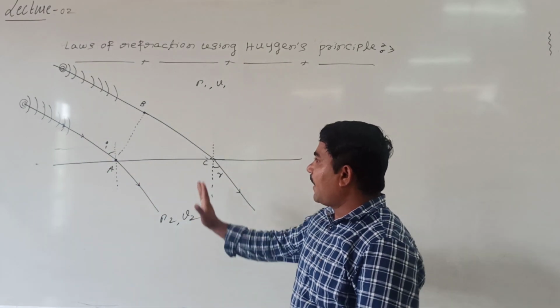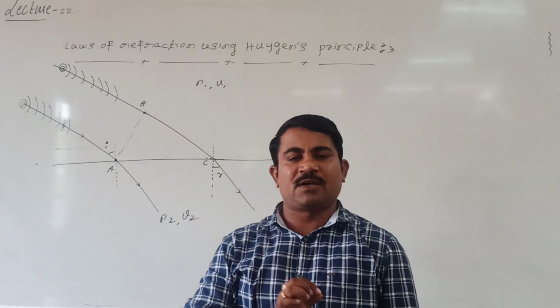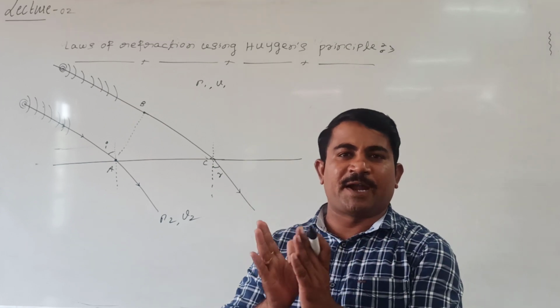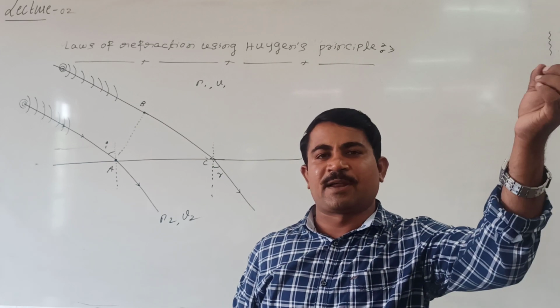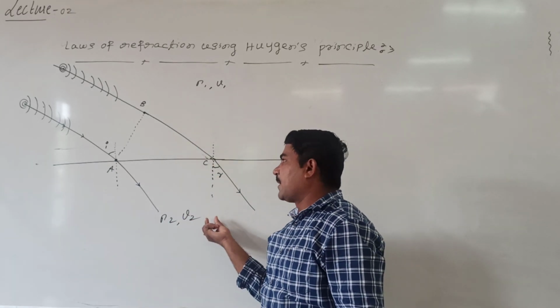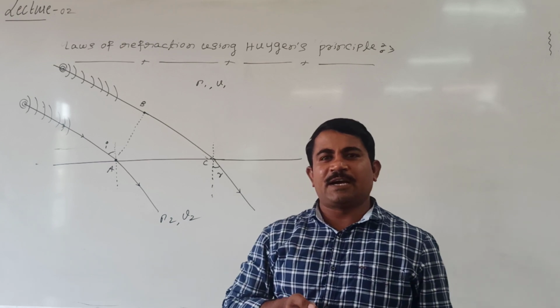Because when a ray of light travels from a rarer medium to a denser medium, definitely what will change? The speed of the light changes. I mean, in the denser medium the speed of light is less, and in the rarer medium the speed of light is more. In this medium, the speed of light is more. In this medium, the speed of light is a lower value. See here. Now, simply you can take the refractive index.